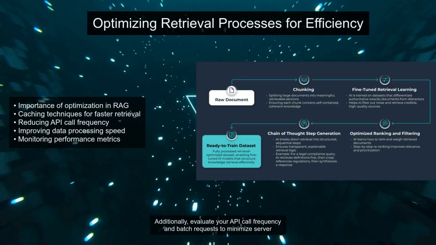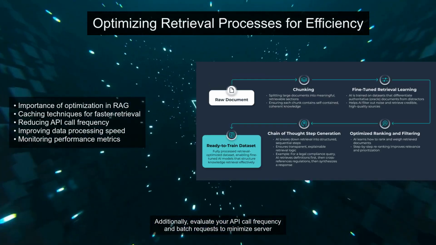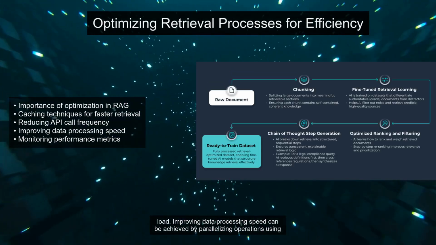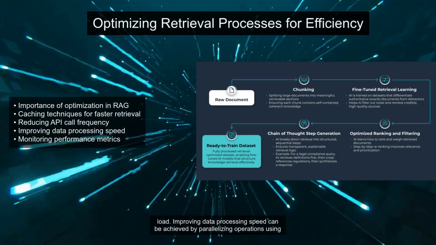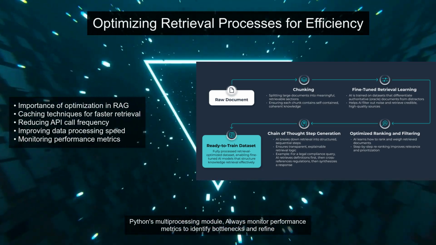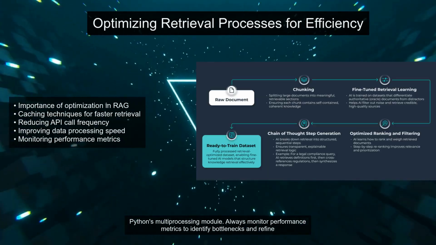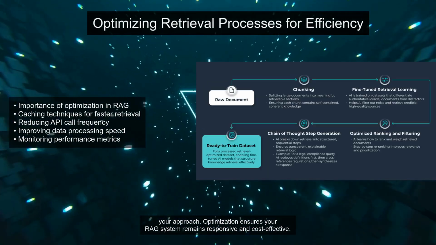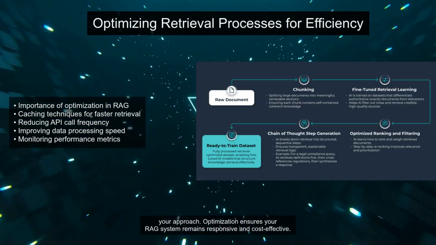Additionally, evaluate your API call frequency and batch requests to minimize server load. Improving data processing speed can be achieved by parallelizing operations using Python's multiprocessing module. Always monitor performance metrics to identify bottlenecks and refine your approach. Optimization ensures your RAG system remains responsive and cost-effective.